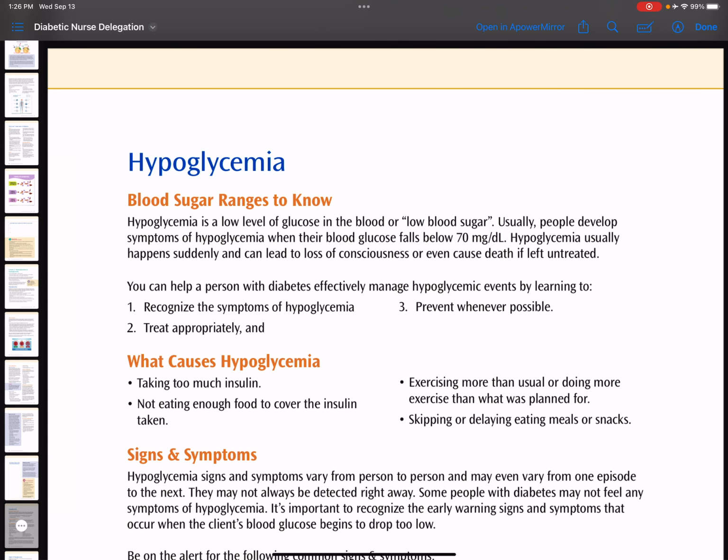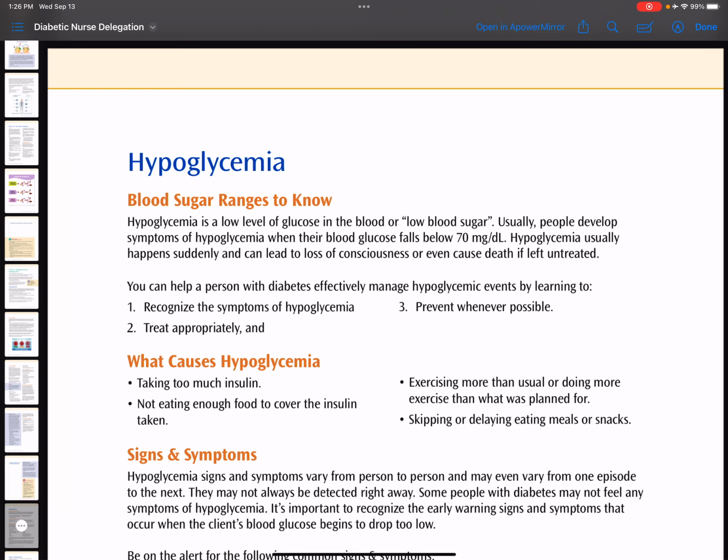Hypoglycemia is a low level of glucose in the blood, or low blood sugar. Usually people develop symptoms of hypoglycemia when their blood glucose falls below 70 milligrams per deciliter. Hypoglycemia usually happens suddenly and can lead to loss of consciousness or even cause death if left untreated.